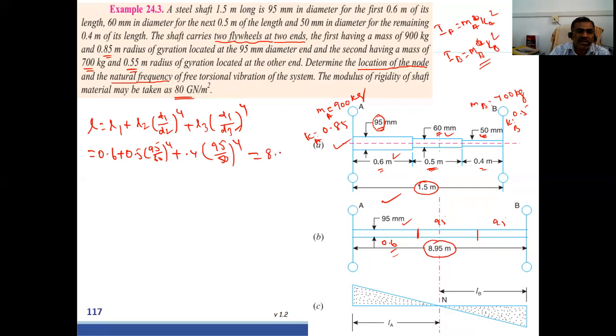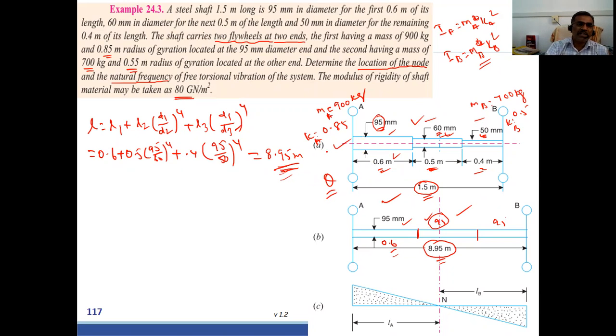It is 8.95 meters. So the original length is 0.6 plus 0.4 plus 0.5, 1.5. But here it is coming 8.95 meters. This equivalent shaft, all are having 95 millimeter diameter, but in the original shaft, it is 95, 60, 50. So when diameter changes, length also changes. In both cases, theta is the same.